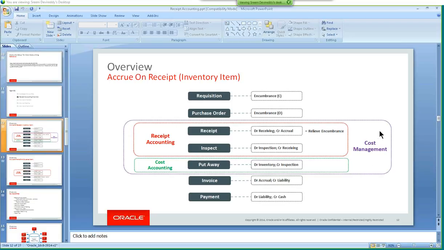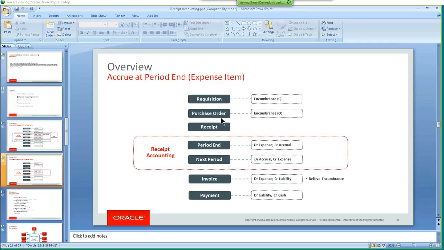Cost management is the broader product term. It has lots of subcomponents: receipt accounting, cost accounting, costing, profit cost analysis. These are all several components within cost management, and all of them put together are called cost management. Receipt accounting is responsible for all non-inventory related transactions like you are seeing here. All inventory related ones are done by cost accounting. In case of period end, there is no inventory because it's an expense item, so they are all done by receipt accounting itself.